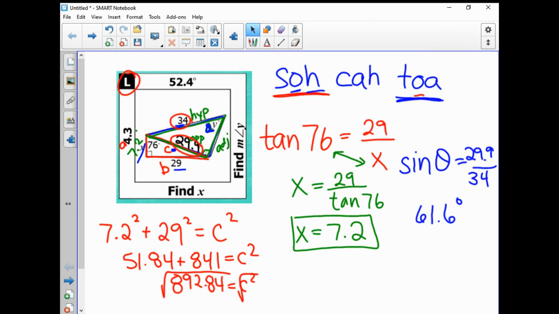Now we rounded, so I'm not even sure of the answer, but it's going to be really close to 61.6. If it's 61.5 or 61.7, I would pick one of those two.